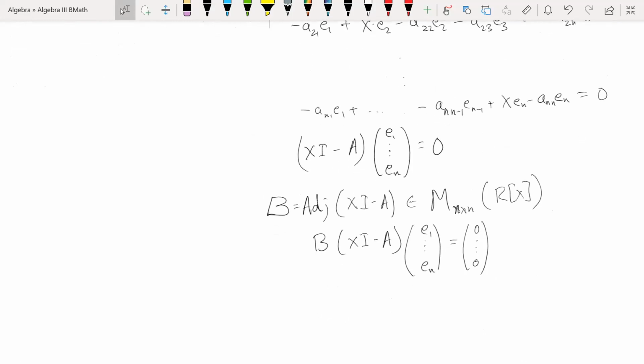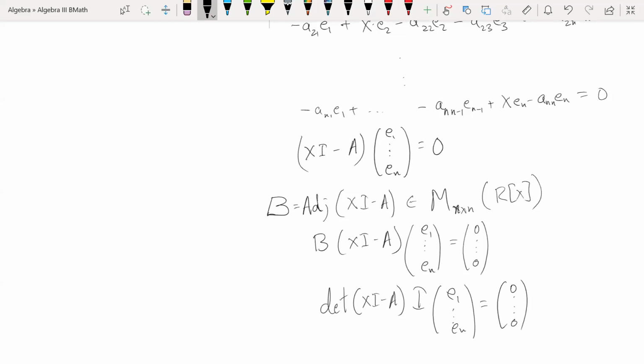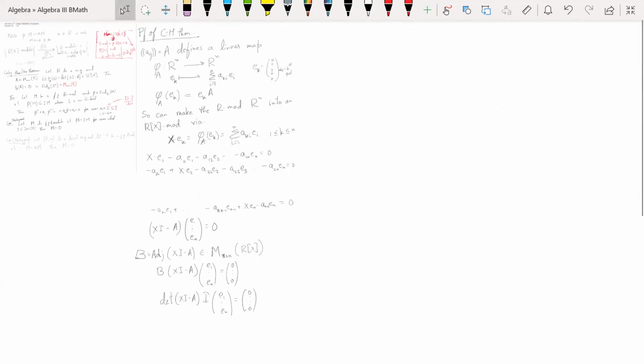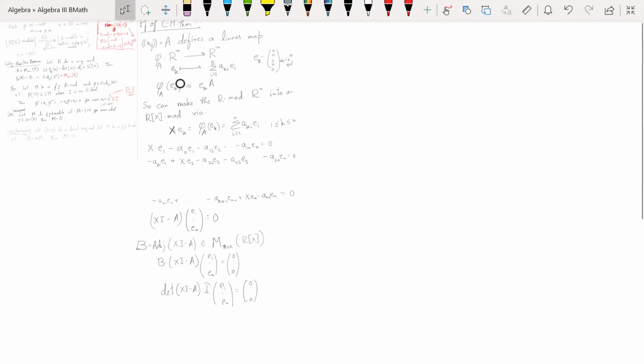Now, what does this become? This becomes determinant of B times... the adjoint of a matrix times that matrix is determinant times the identity. So this is determinant of (xI minus A) times the identity matrix times e1 to en is the zero vector. So this is how this equation simplifies. Maybe I'll write the remaining on this side.